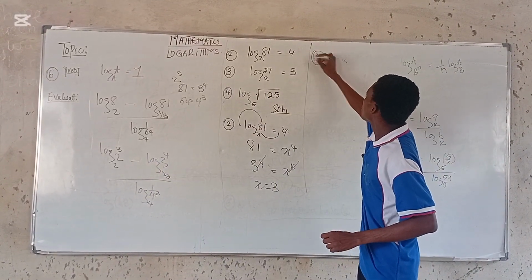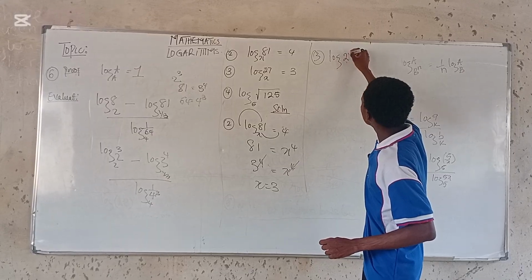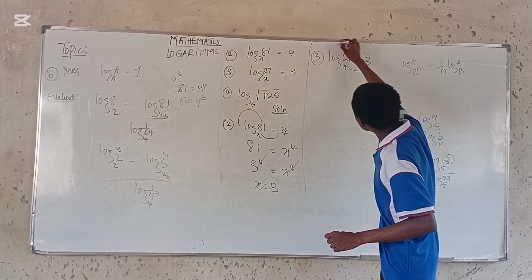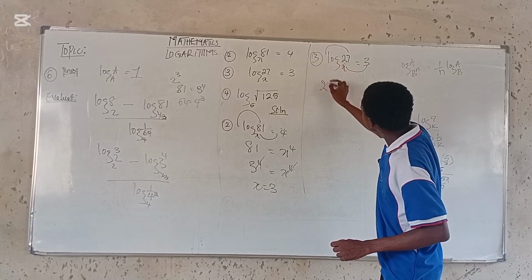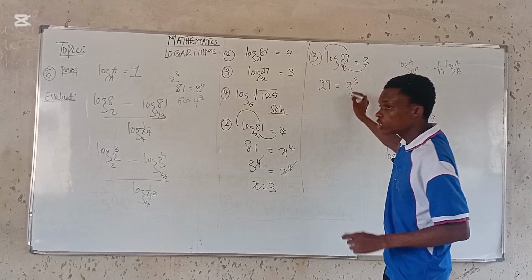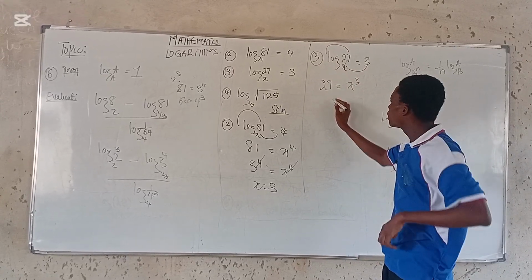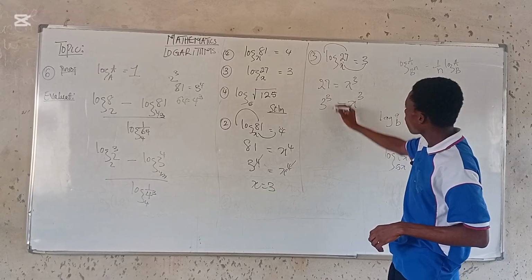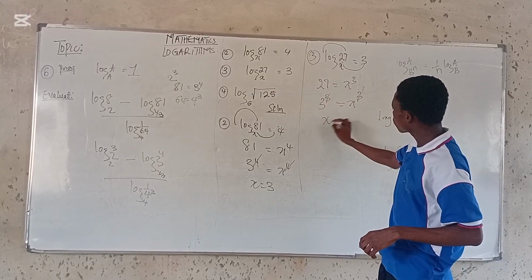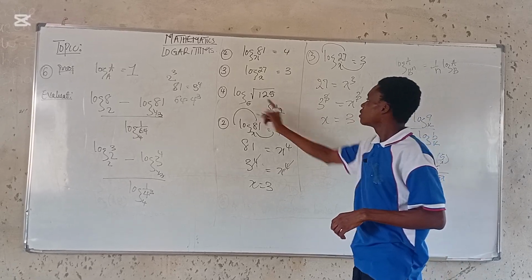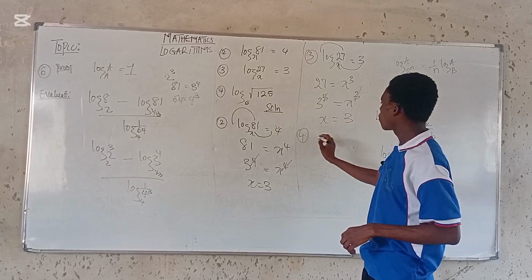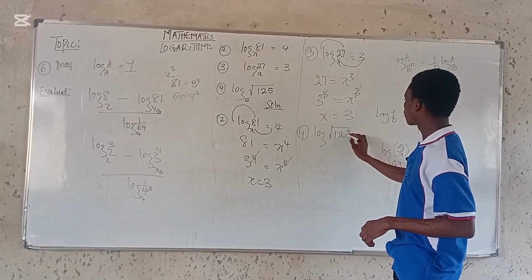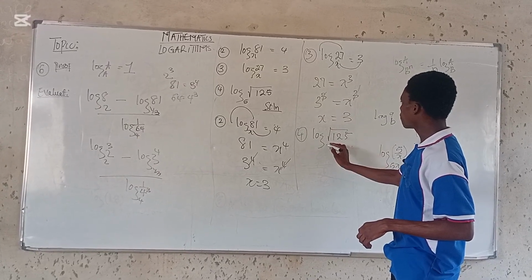Number 3, we have log 27 base x equals 3. Now, this one is raised to the power of this one, and this one comes back. This becomes 27 equals x cubed. 27 is what? 3 to power 3. So we have 3 to power 3 equals x to power 3. Equal powers, they will cancel, and x equals what? 3. The last one, which is number 4, we have log square root of 125 base 5.